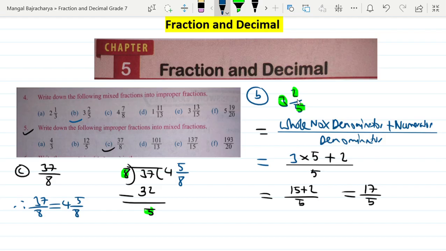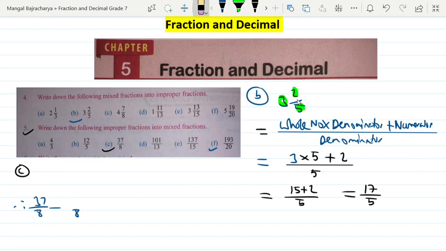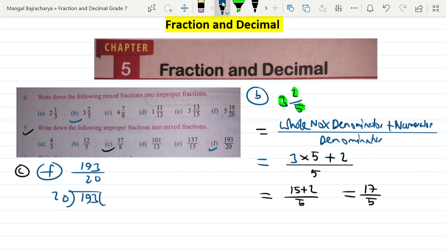That's it. Okay, I go to one more case. I go to number F. In number F, we are given 193 divided by 20. So what you have to do here is divide 193 by 20. We have to see how many times 20 goes into 193.